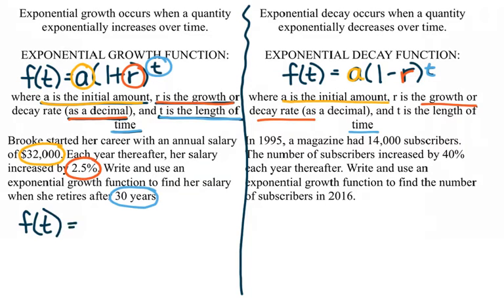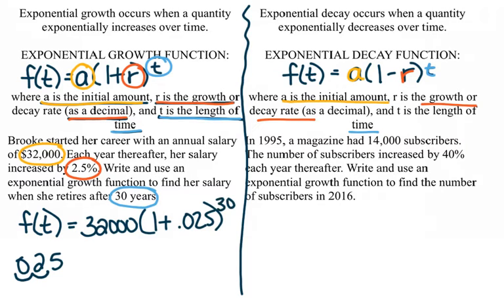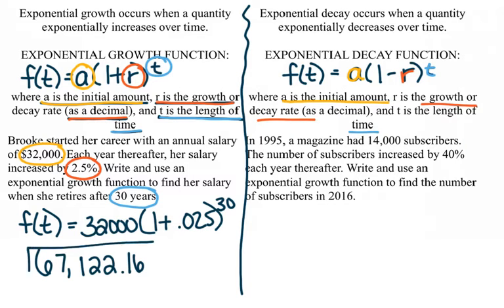Alright. So we started with 32,000. 1 plus, when we change 2.5% to a decimal, remember this is when you move the decimal place twice. So it's actually going to be 0.025. And we're talking about 30 years. So 30 is an exponent. So if I put all of that in my calculator, I get 67,122.16. That is how much she has when she retires.